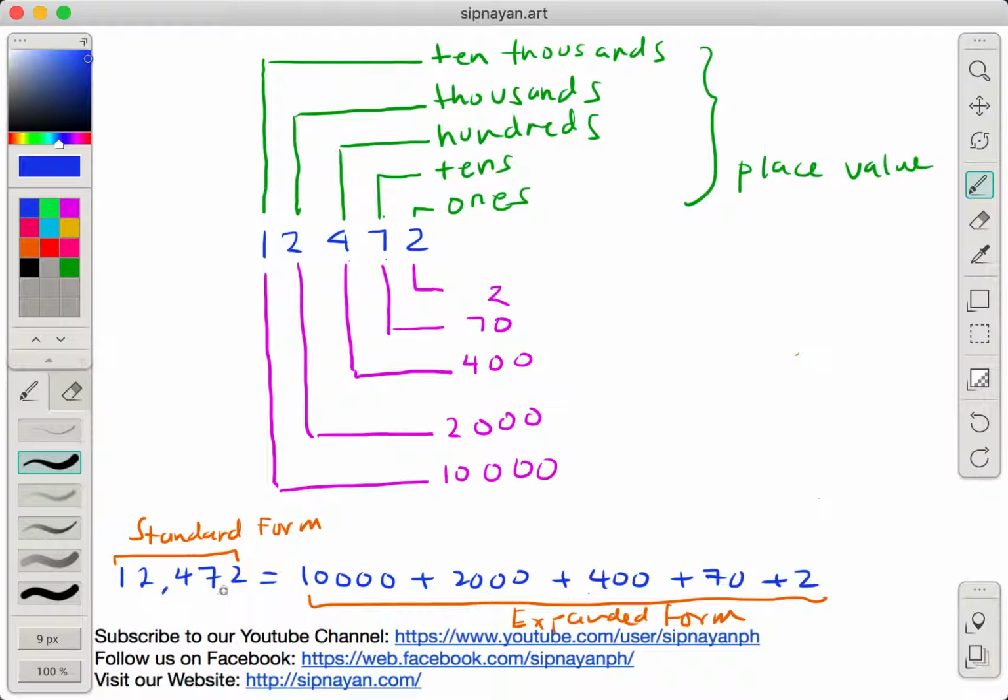Yung standard form, may mga books gumagamit sila ng comma, and I think this is very familiar to all of us. Although may mga nakikita ako na libro ngayon na space na lang nakalagay. So, regarding yung standard, you have to check with your teacher and your textbook kung ano yung ginagamit ninyo. Hindi siya ganun ka-significant dito sa discussion natin. Basta pag yung nasa textbook nyo, ito yung definition ng standard form, that you have to use a comma every 3 digits.